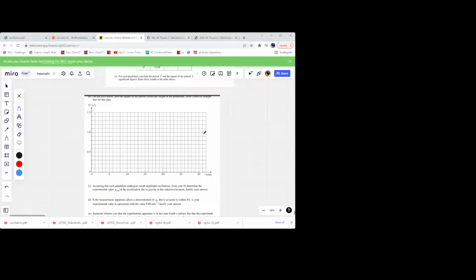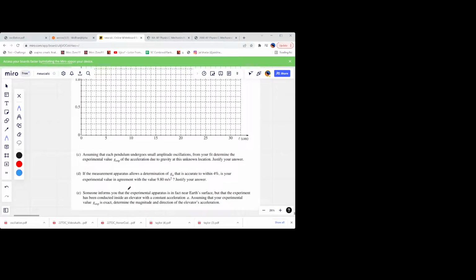Then B, okay, let's assume that we have some line. Assuming that each pendulum undergoes small amplitude oscillations. Not sure what small amplitude oscillations means, but I'm going to assume that's just like, it'll fit the Taylor approximation. From your fit to determine the experimental value g experimental of the acceleration. Okay, sure.